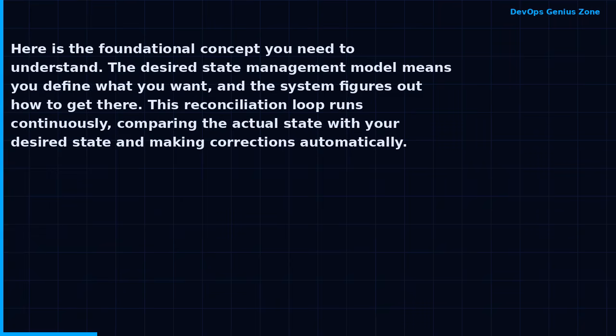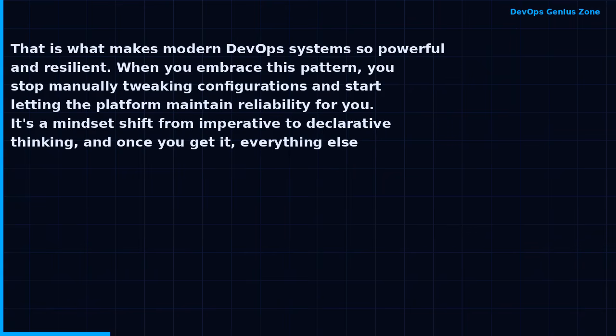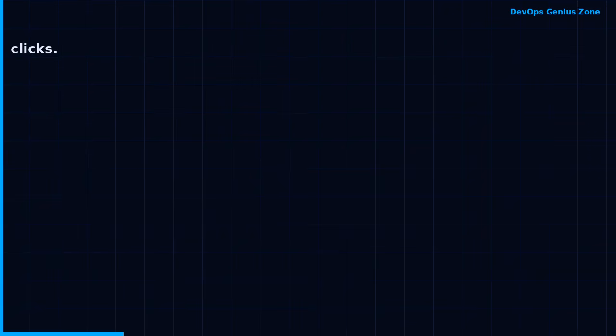Here is the foundational concept you need to understand. The desired state management model means you define what you want, and the system figures out how to get there. This reconciliation loop runs continuously, comparing the actual state with your desired state and making corrections automatically. That is what makes modern DevOps systems so powerful and resilient. When you embrace this pattern, you stop manually tweaking configurations and start letting the platform maintain reliability for you. It's a mindset shift from imperative to declarative thinking, and once you get it, everything else clicks.